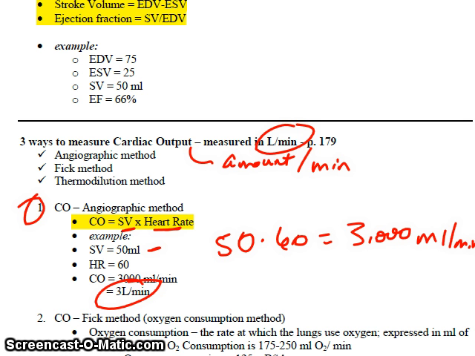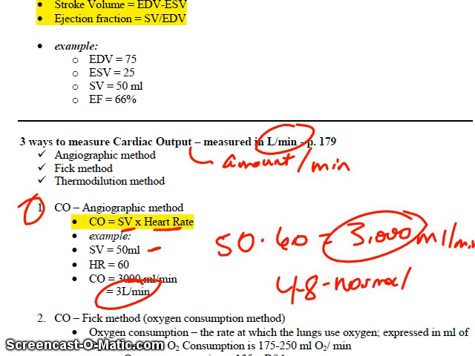So again, this is where it's important to know what the normal limits are. Your normal limits of cardiac output is 4 to 8 liters per minute. So when you get a number like this, you know that it must be in the wrong measurement. This just takes practice, but your answer was 3,000 milliliters per minute, which is 3 liters per minute.